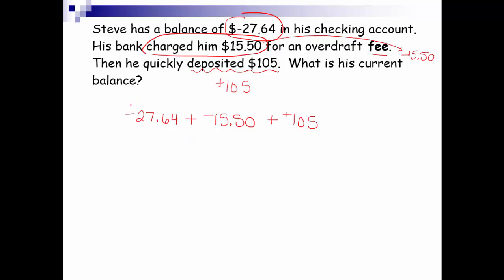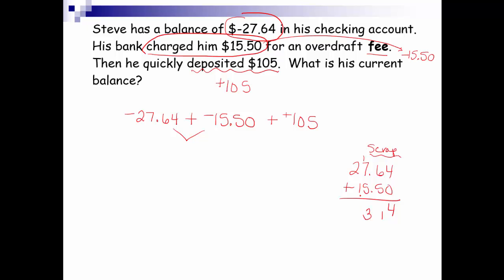What I'm going to do is combine my negatives to start. Signs are the same with these first two. I'm going to find the sum. So off to the side, I'm just going to do $27.64 plus $15.50. That's going to be my scrap work. Signs are the same with those. I'll find the sum. 4 and 0 is 4. 6 and 5 is 11. 7 and 1 is 8.